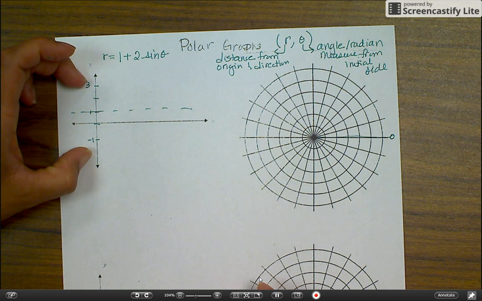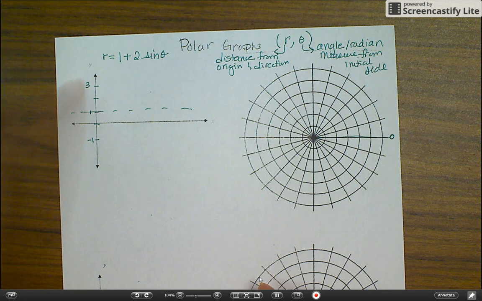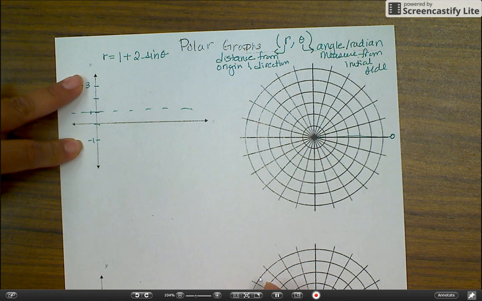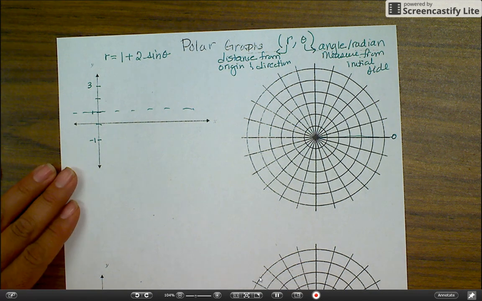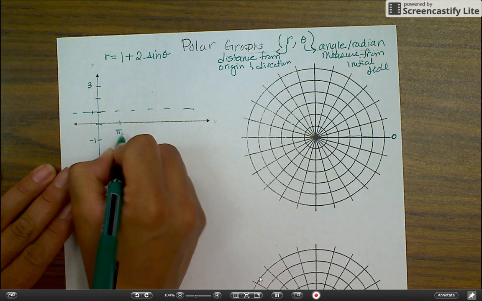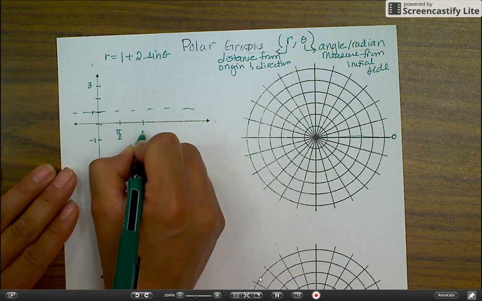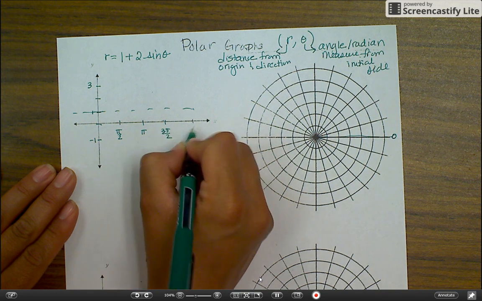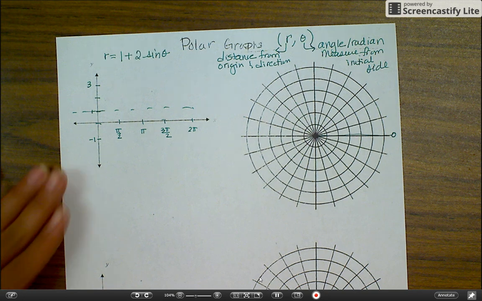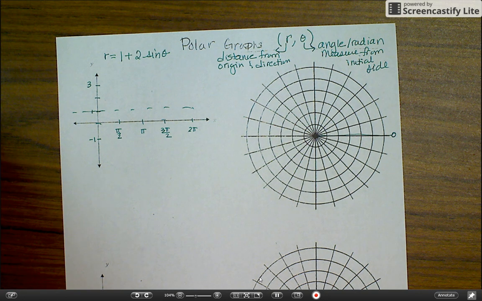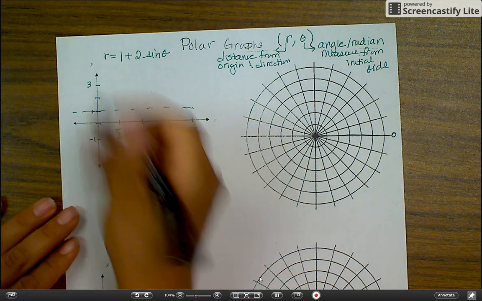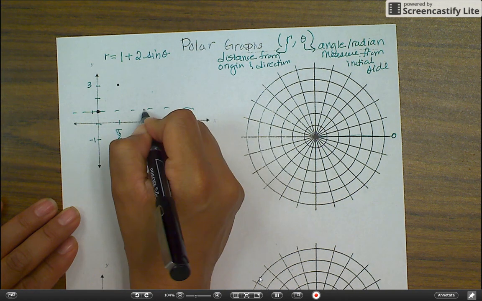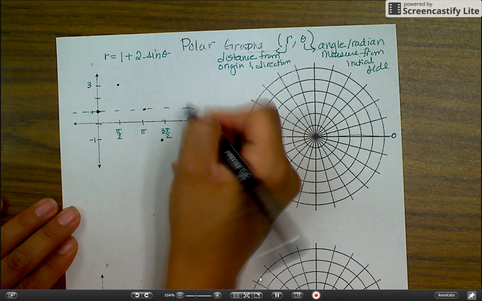So my range is going to be -1 to 3, which therefore means that my r's are also going to range from -1 to 3. And then let's graph this out. So this is pi over 2, pi, 3 pi over 2, and 2 pi. So now if I were to graph this, I would start here. That's my sine graph. Down to here, here, here.